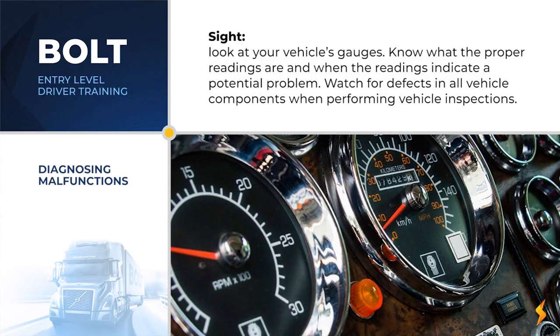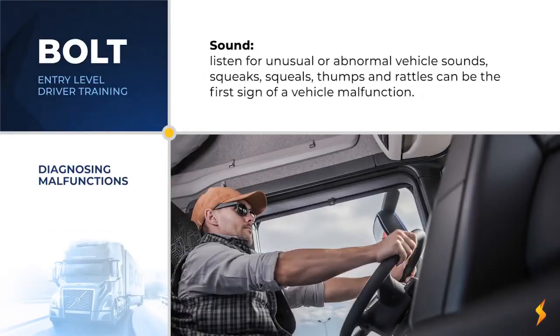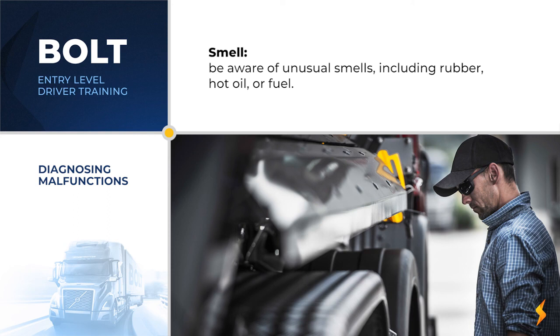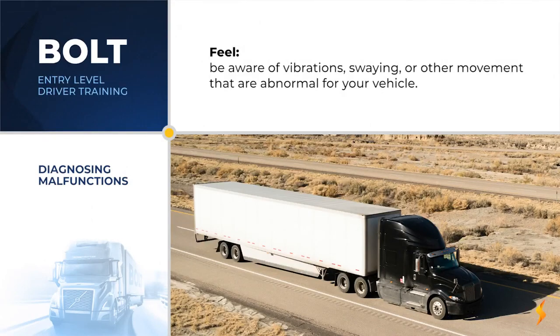Sight. Look at your vehicle's gauges. Know what the proper readings are and what readings indicate a potential problem. Watch for defects in all vehicle components when performing vehicle inspections. Sound. Listen for unusual or abnormal equipment sounds. Squeaks, squeals, thumps, and rattles can be the first sign of vehicle malfunction. Smell. Be aware of unusual smells, including burning rubber, hot oil, or fuel. Feel. Be aware of vibration, swaying, or other movement that isn't normal for your vehicle.